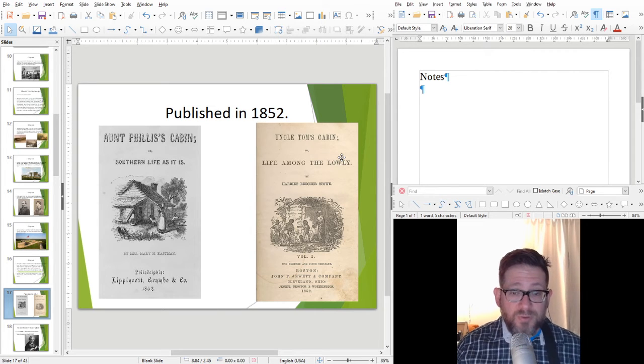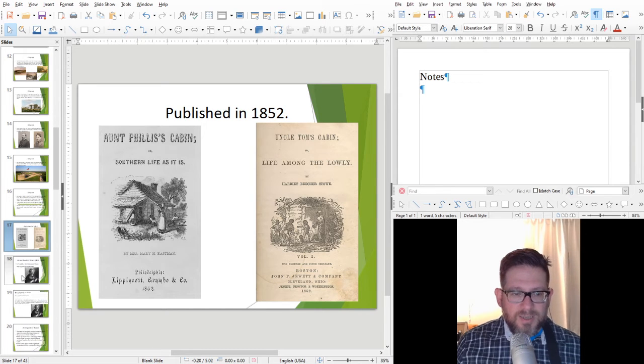But actually, when they were first published, Aunt Phyllis's Cabin was successful. It sold. So why is she writing her own sort of response to Uncle Tom's Cabin? Well, unfortunately, she was pro-slavery, and Harriet Beecher Stowe writes this book, Uncle Tom's Cabin, that kind of showed all of America, in the North particularly, how horrible slavery is.